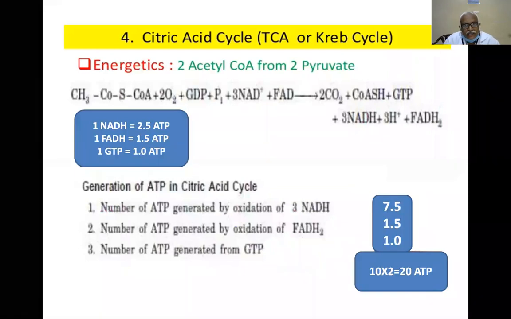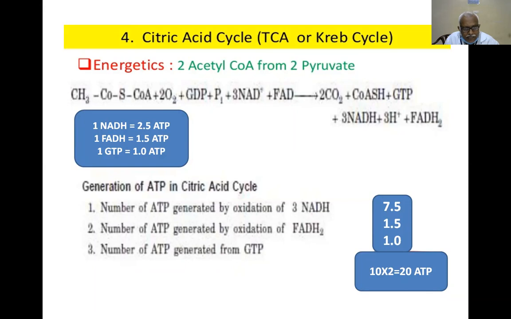So, citric acid cycle, TCA cycle, or Krebs cycle, energetics. Two acetyl-CoA from two pyruvate will give rise to 1 NADH, 1 FADH2, 1 GTP. And you know 1 NADH is equal to 2.5 ATP, 1 FADH2 is equal to 1.5 ATP, and 1 GTP is equal to 1 ATP. So generation of ATP in the citric acid cycle is the total calculation.